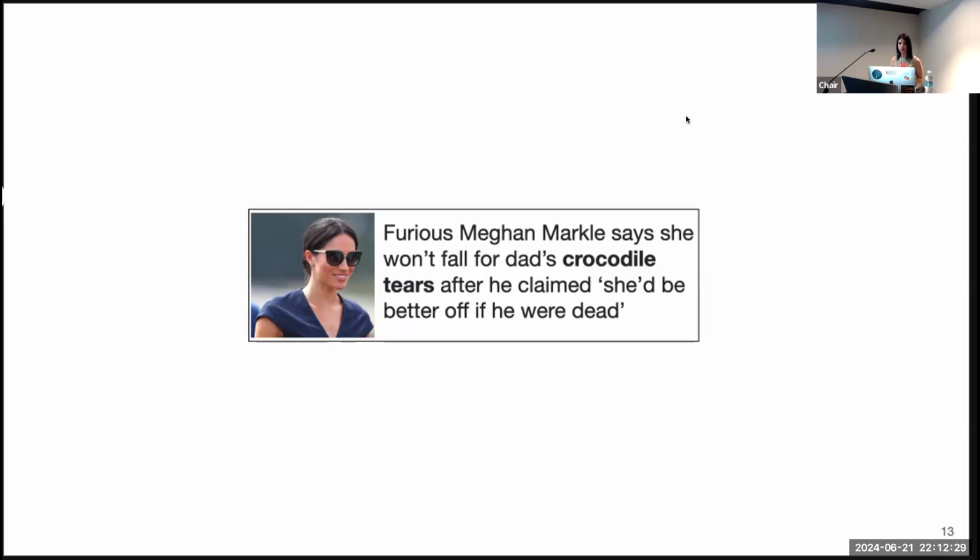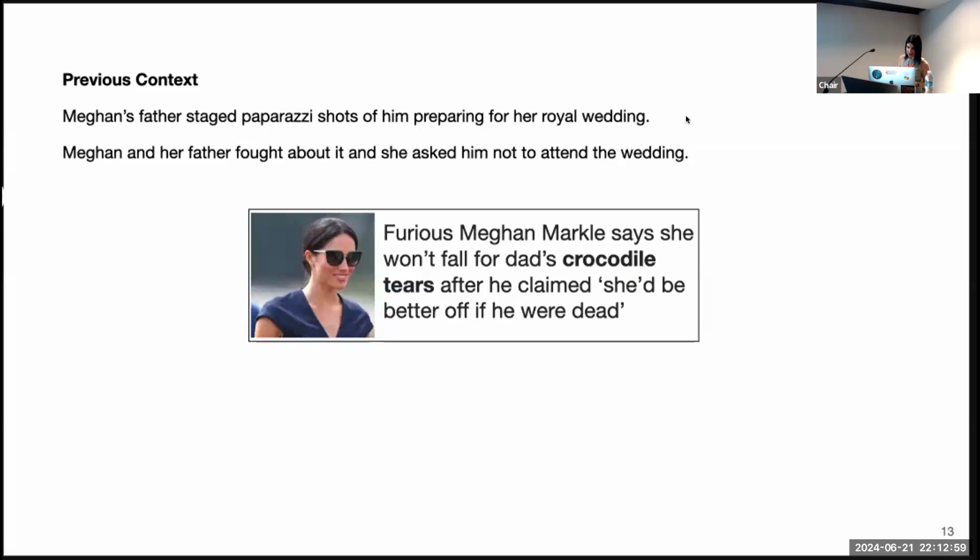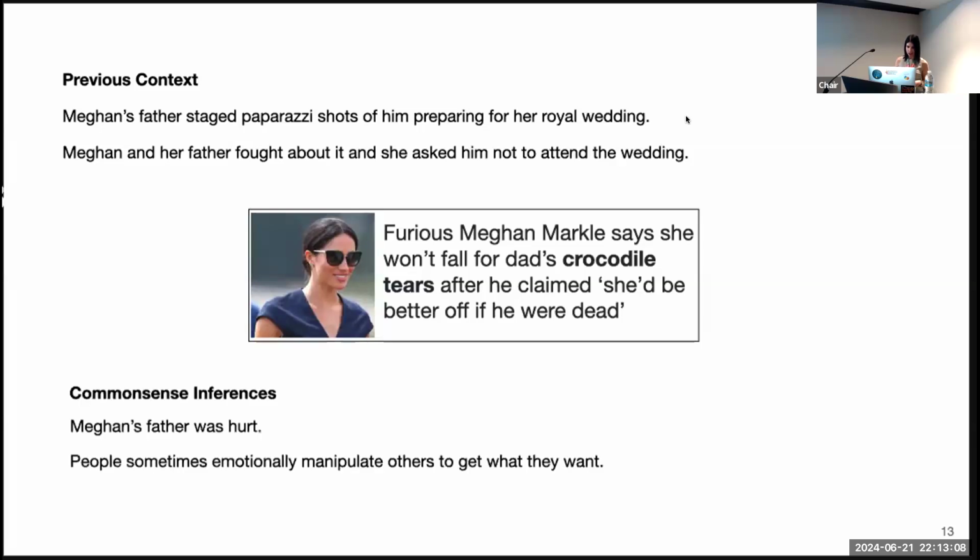And in this case, they will need to understand the story, maybe have some prior knowledge of the characters and the relationships. Like in this example, she fought with her father. He staged these paparazzi shots before her wedding, and then I think she uninvited him from the wedding or something, and it was a whole public story. And if you don't know that, maybe it's not really easy to understand what crocodile tears means. Oh, sorry, I have it in the slides. So he staged the paparazzi shots of him preparing for the royal wedding, and they fought about it. She asked him not to attend the wedding.